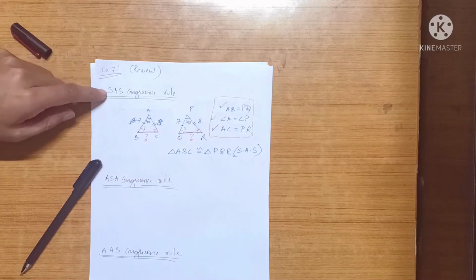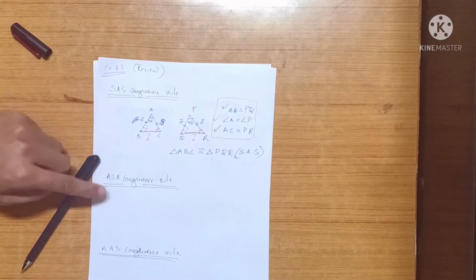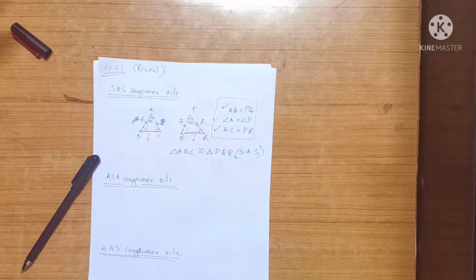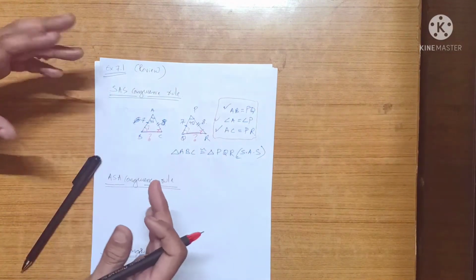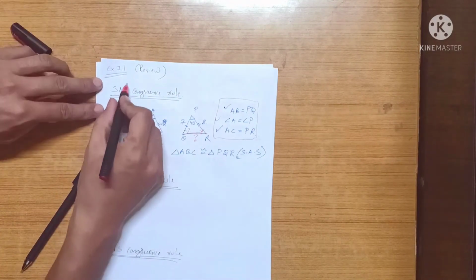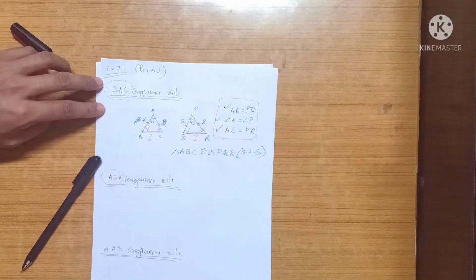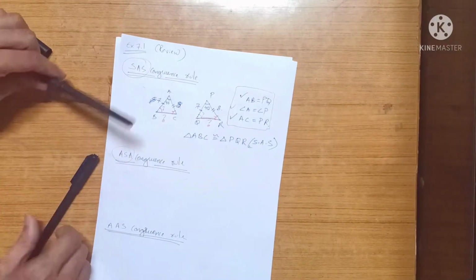And the rules are SAS, ASA. These are the rules to show that two triangles are exactly the same. What we need in order to show that two triangles are congruent is what we said in rule one.